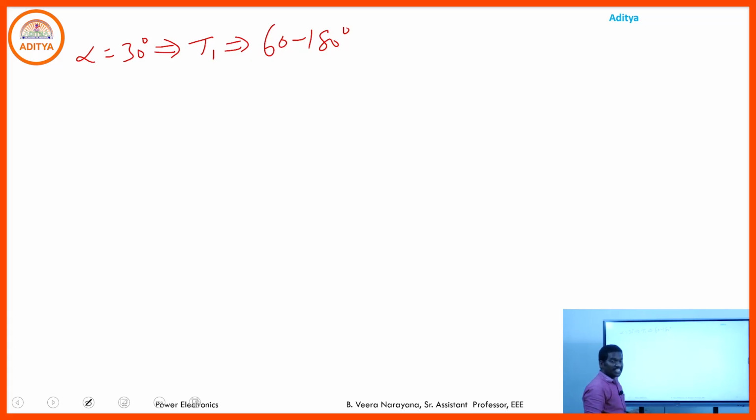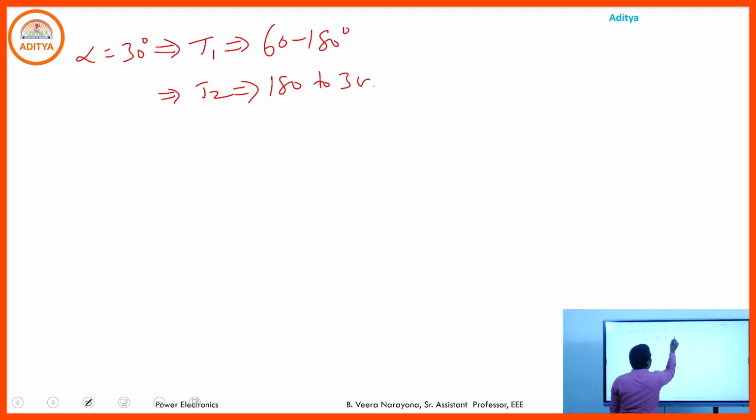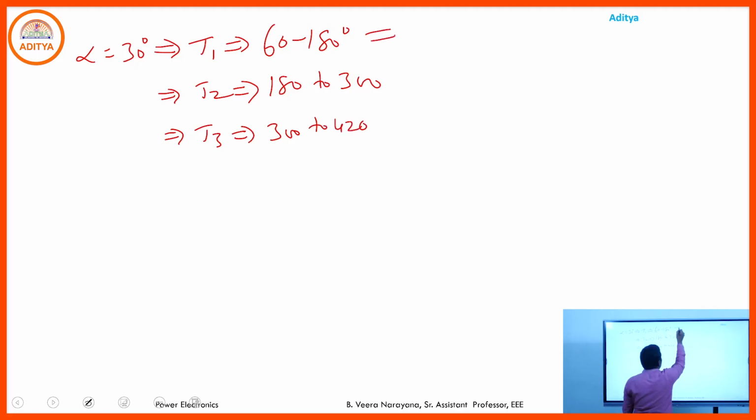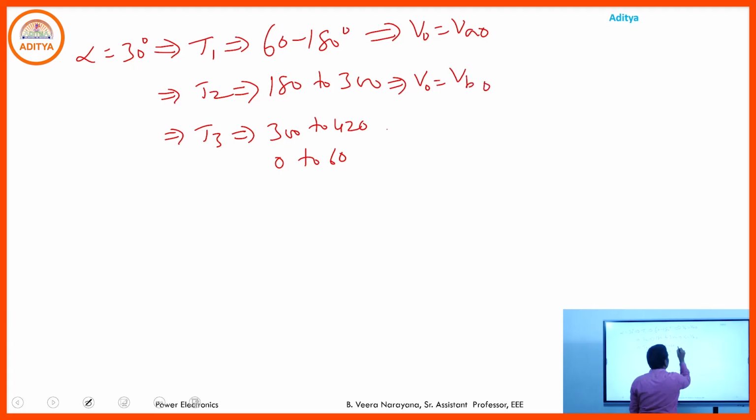The conduction period of each SCR is 120 degrees. So 60 to 180 corresponds to T1, then T2 from 180 to 300, and T3 from 300 to 420, and 0 to 60. So here V0 is equal to VA0, here V0 is equal to VB0, and here V0 is equal to VC0.